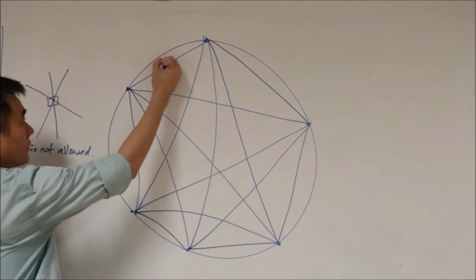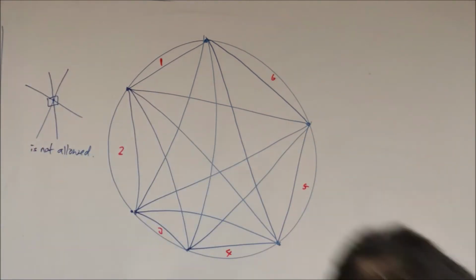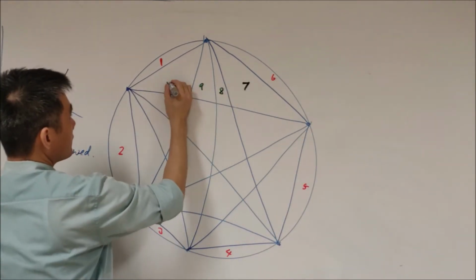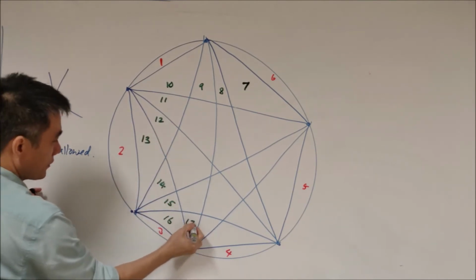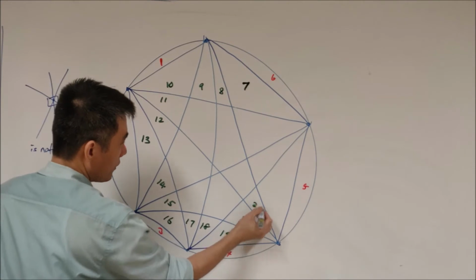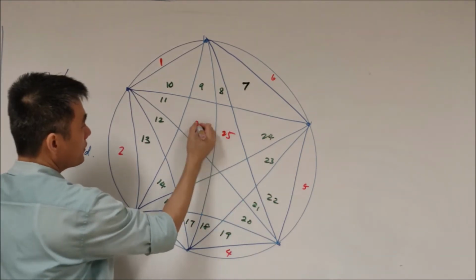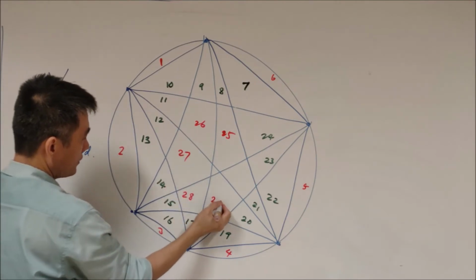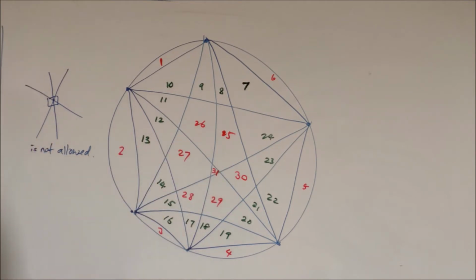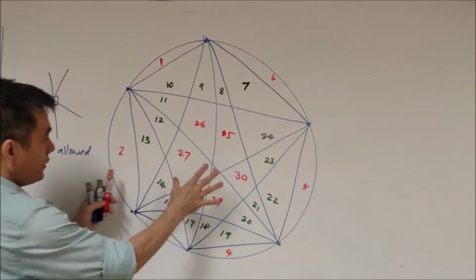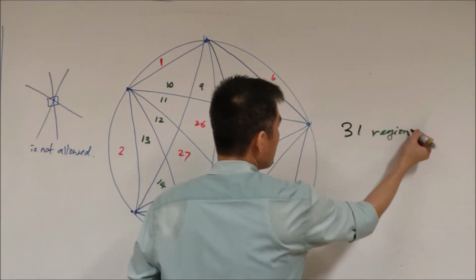We count the outer one. 1, 2, 3, 4, 5, 6, 7, 8, 9, 10, 11, 12, 13, 14, 15, 16, 17, 18, 19, 20, 21, 22, 23, 24. Okay, now 25, 26, 27, 28, 29, 30, and the last one, 31. So it is 31, not 32. So now you have 31 regions.